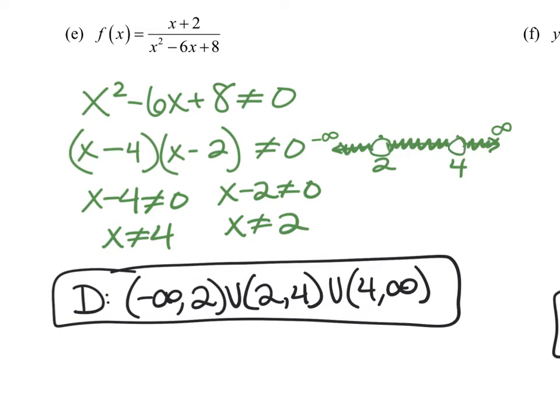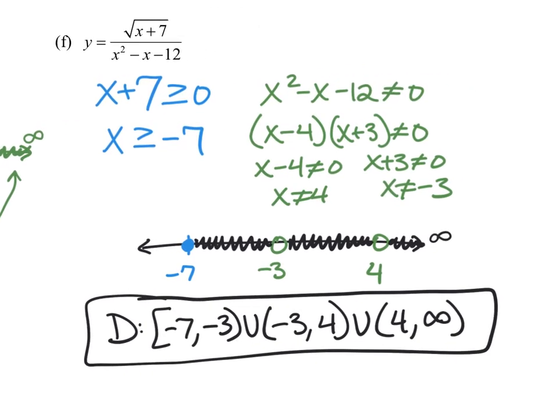So I have 3 little regions here. I have the region from negative infinity to 2. I have the region from 2 to 4. And I have the region from 4 to positive infinity. All of those intervals create my domain for this function because it works everywhere unless x is 2 and x is 4. Because then the denominator would be 0 and everything breaks.